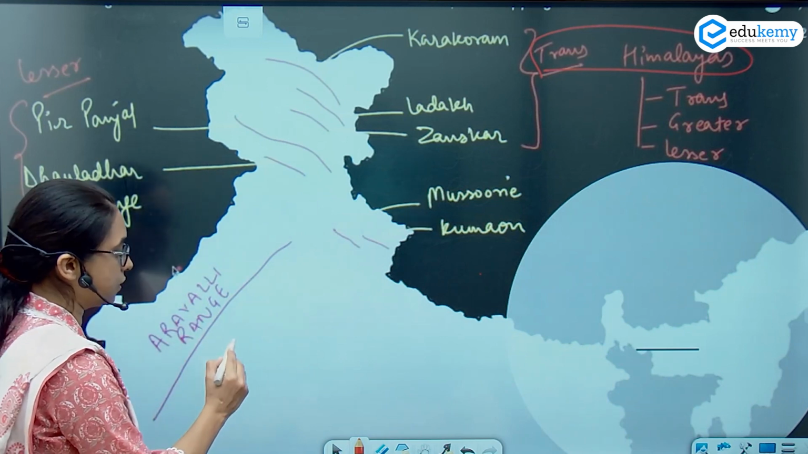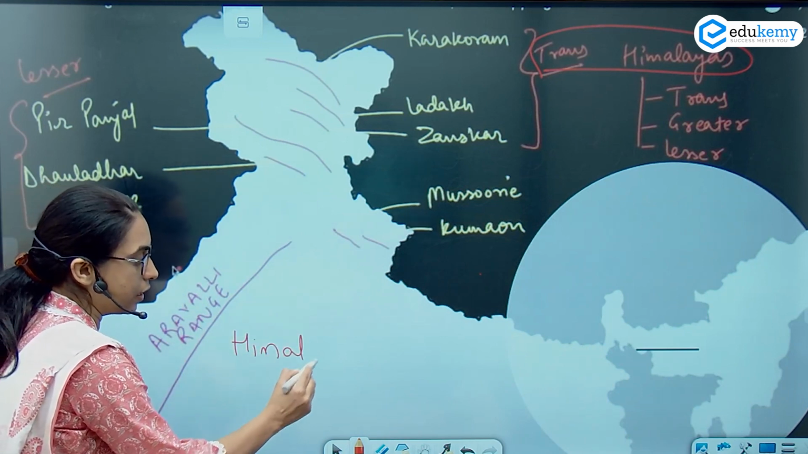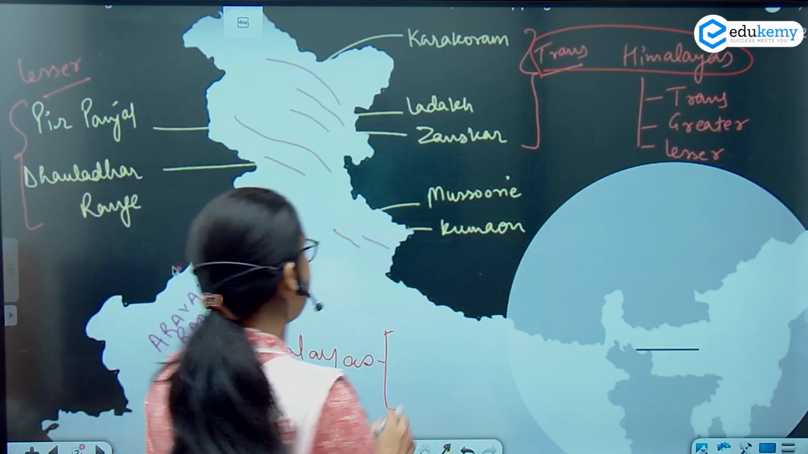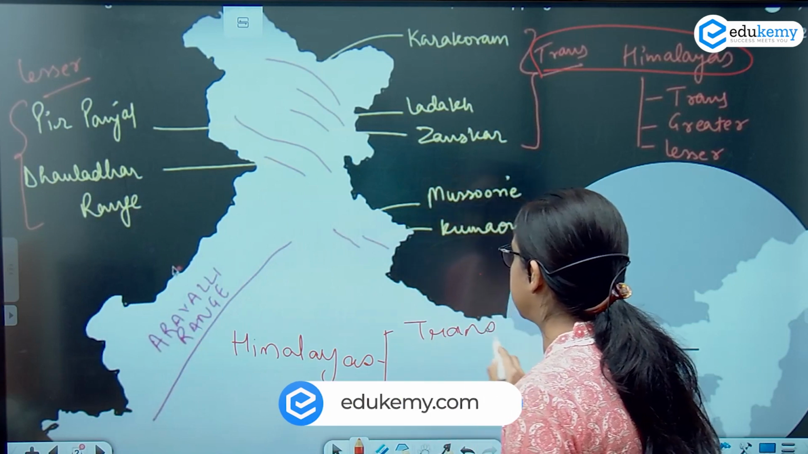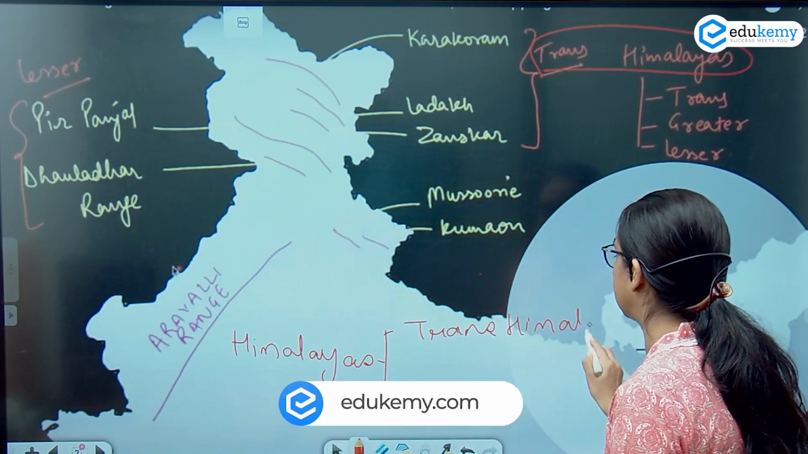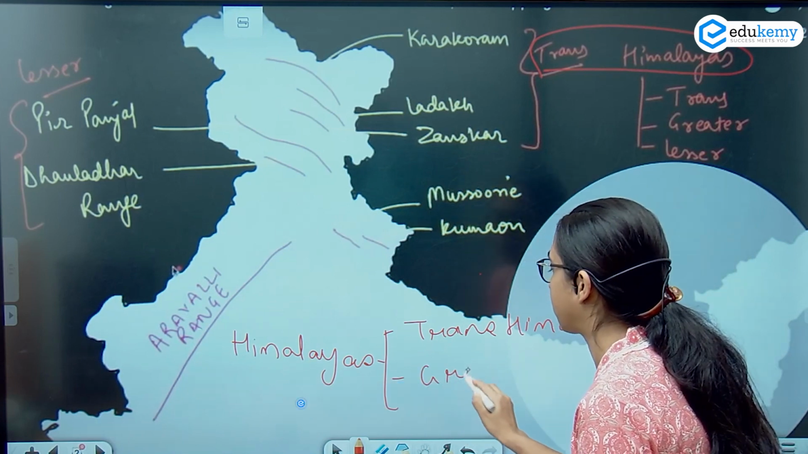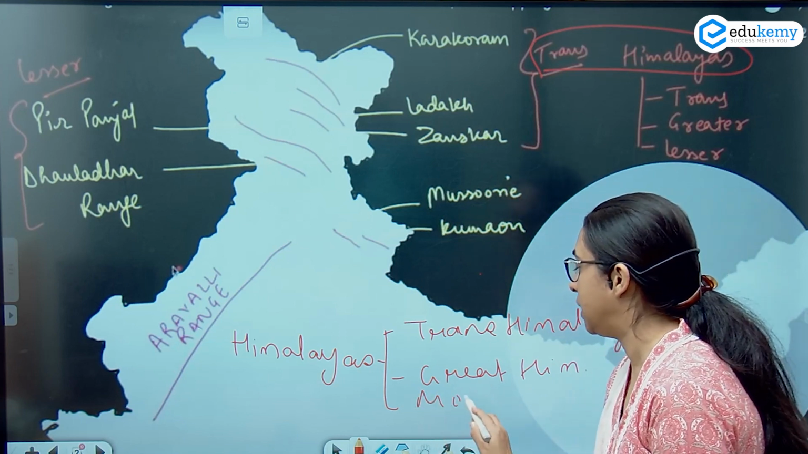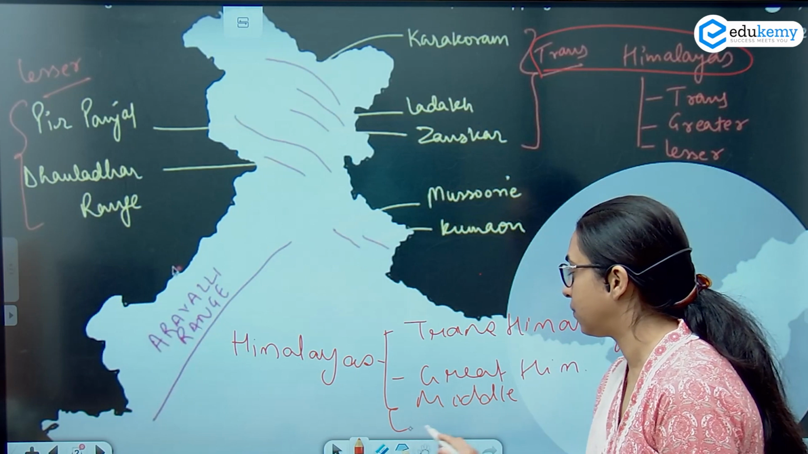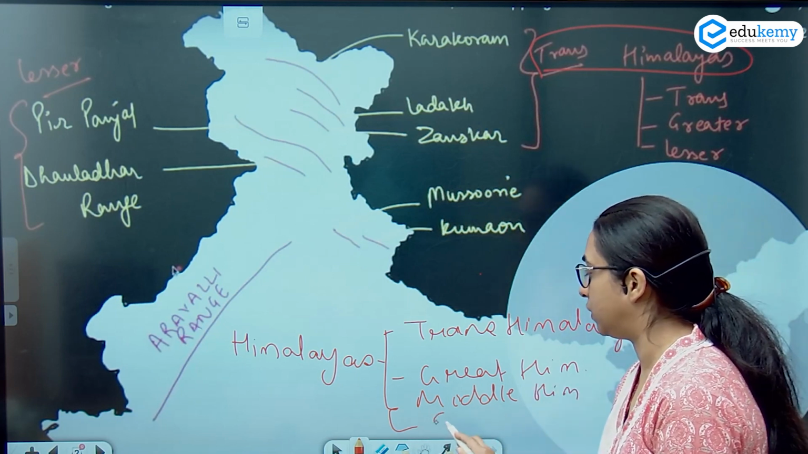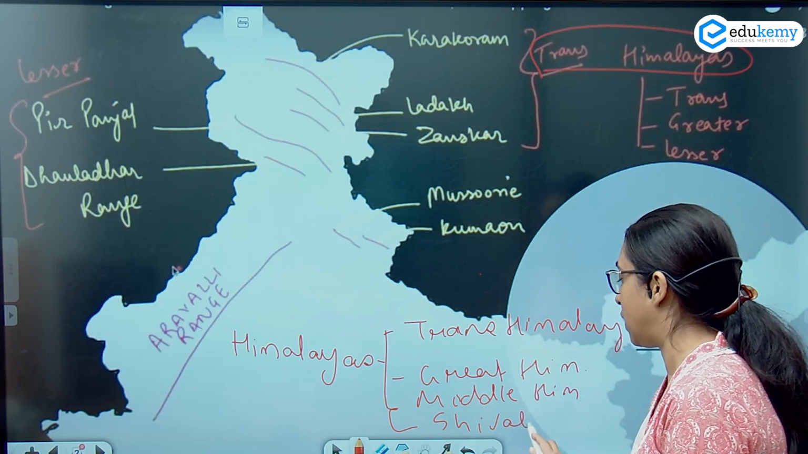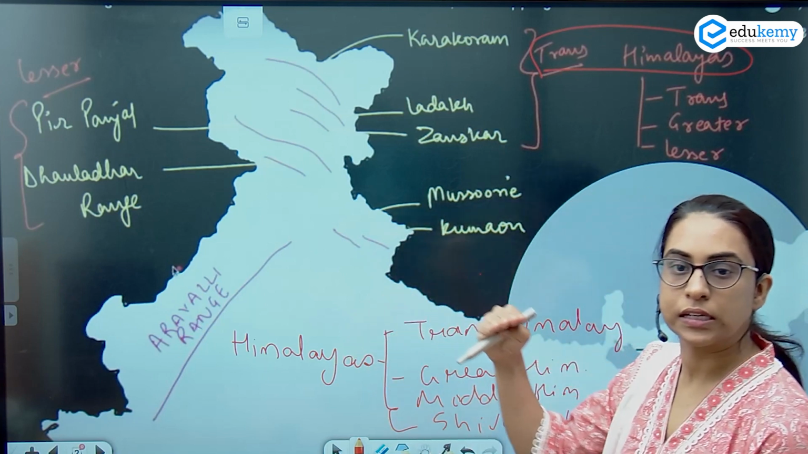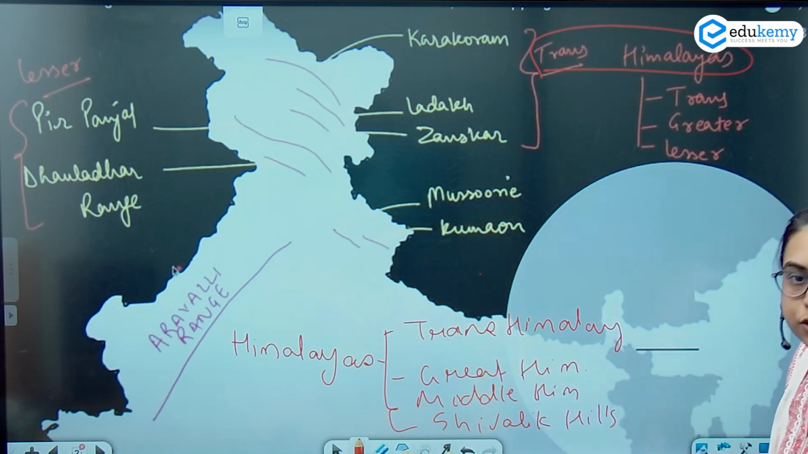So if I say Himalayas, in the Himalayas there are important ranges: the Trans Himalayas, the Great Himalayas, the Middle Himalayas, and the Shivalik Hills. So we have Trans Himalayas, Great Himalayas, Middle Himalayas and the Shivalik Hills.